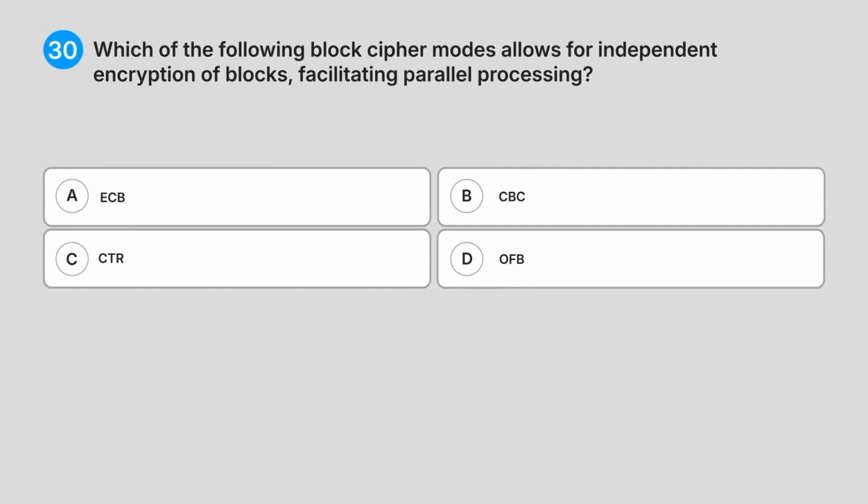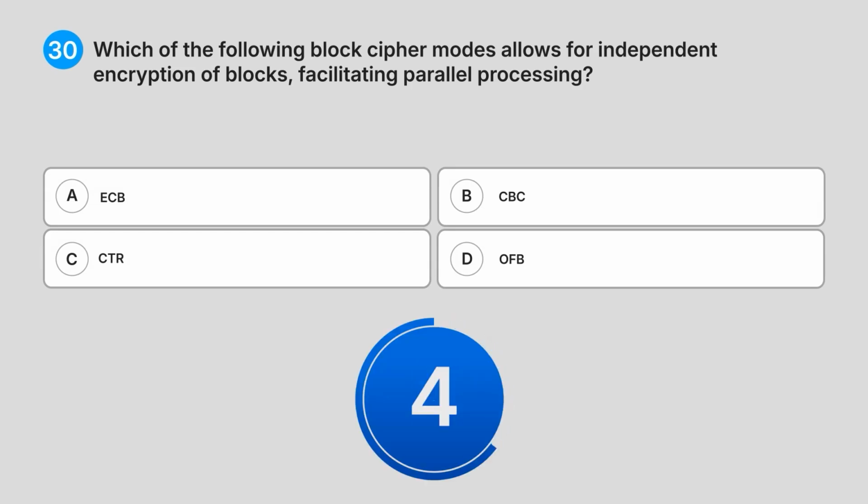30. Which of the following block cipher modes allows for independent encryption of blocks, facilitating parallel processing? A. ECB, B. CBC, C. CTR, D. OFB. What do you think is the answer?